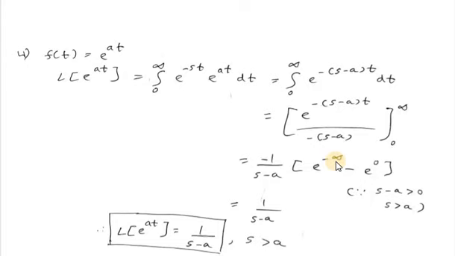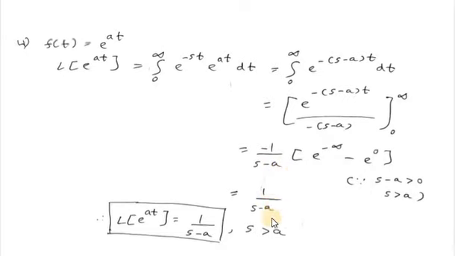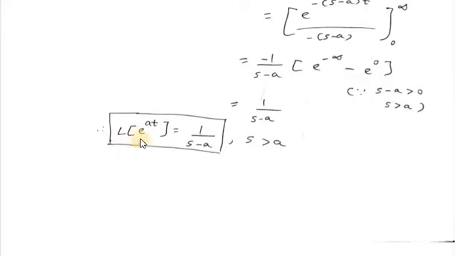Then after minus, for the lower limit it will become e raised to 0. The value of e raised to minus infinity is 0, and the value of e raised to 0 is 1, so it will become minus 1 into minus 1 over s minus a. So the overall result is 1 over s minus a. So we have Laplace of e raised to at is 1 over s minus a, where s is greater than a.